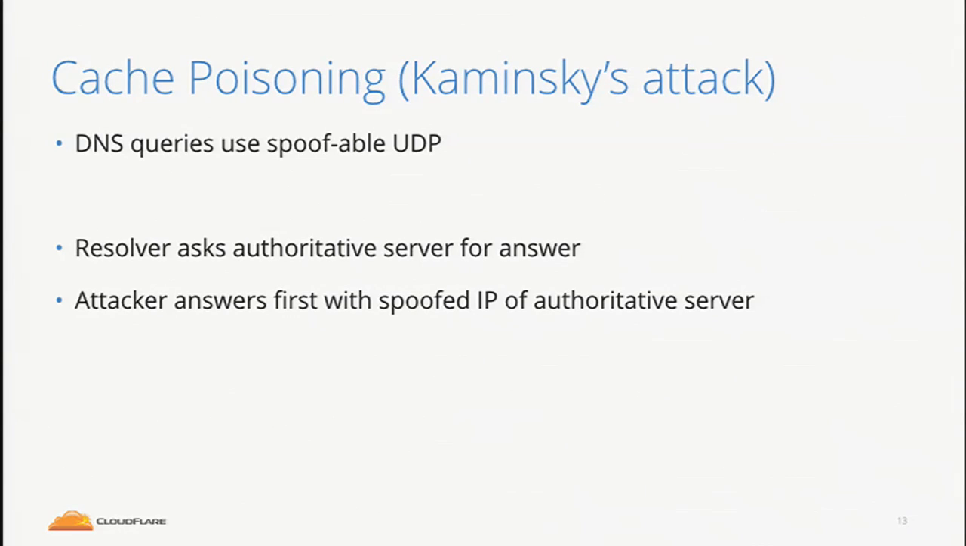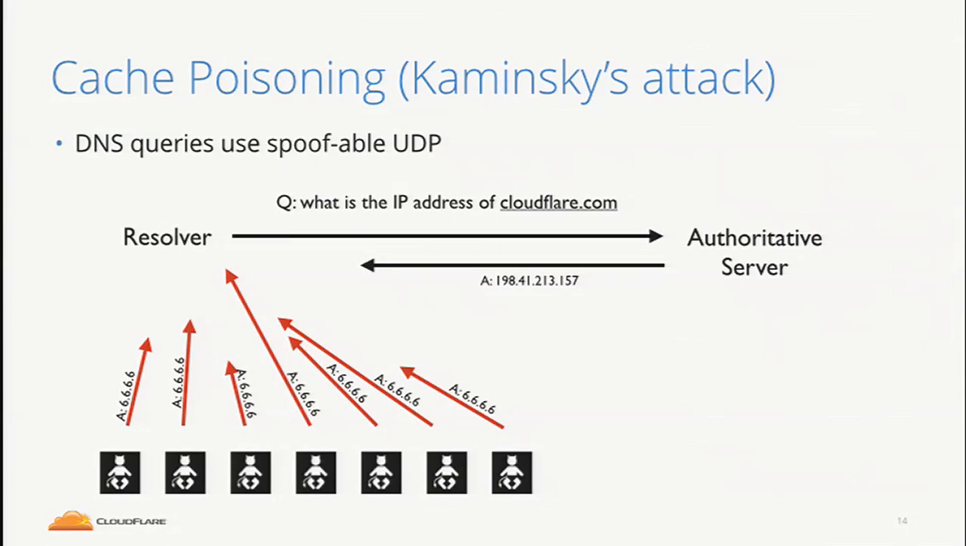So the way that this attack works is based on the fact that UDP is the protocol that's used for DNS by default. This is an unauthenticated protocol. You can spoof the IP address coming out, and if a resolver asks a question to the authoritative server and an attacker beats the authoritative server back with a response, with a bad response, then the resolver will think that it's from the authoritative server.